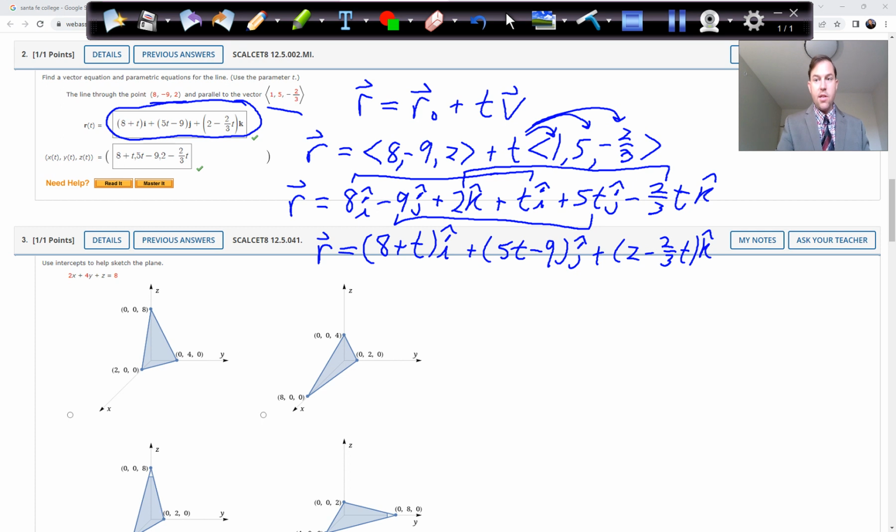Then they want us to write this as x, y, and z as functions of the parametric variable t. So we just grab this. So 8 plus t is going to be x. 5t minus 9 is going to be y. 2 minus 2/3 t is going to be the z component. So those would be the answers that go there for number 2.